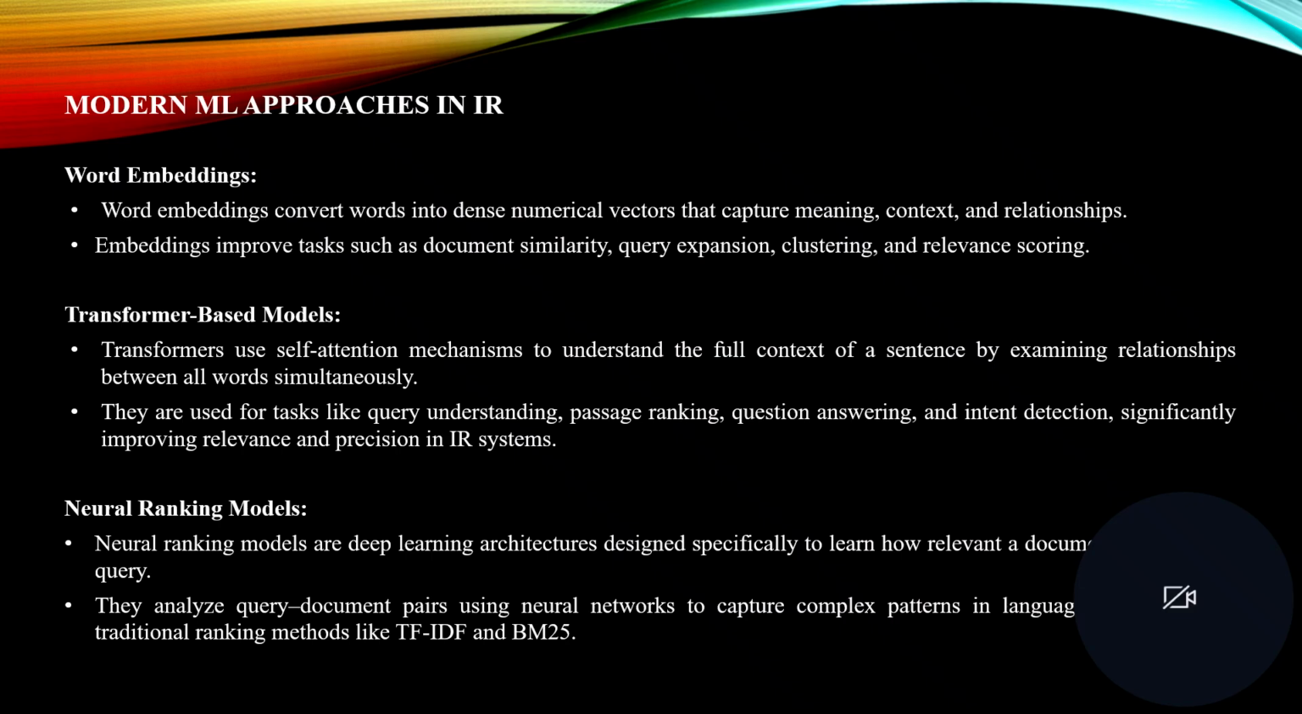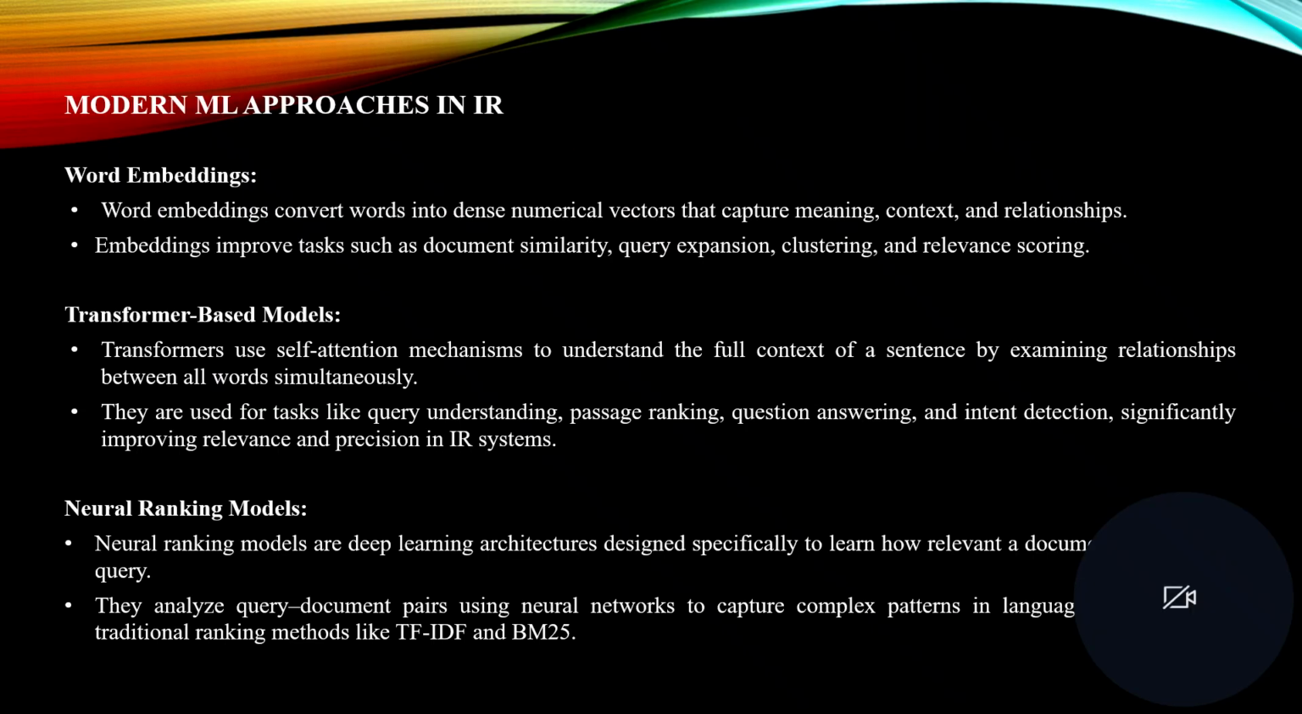So now we are going to the modern machine learning approaches in information retrieval. The traditional IR is focused mainly on keyword matching, but modern information retrieval uses models that understand the language, context, and user behavior. The first modern technique is word embeddings. In this, the words convert into vectors and also the models understand semantic meaning. For example, king and queen become close in vector space. So the models like Word2Vec, GloVe, and FastText are widely used.